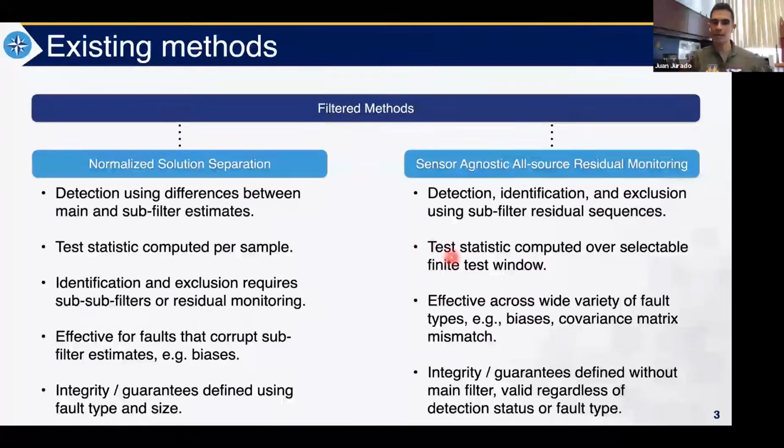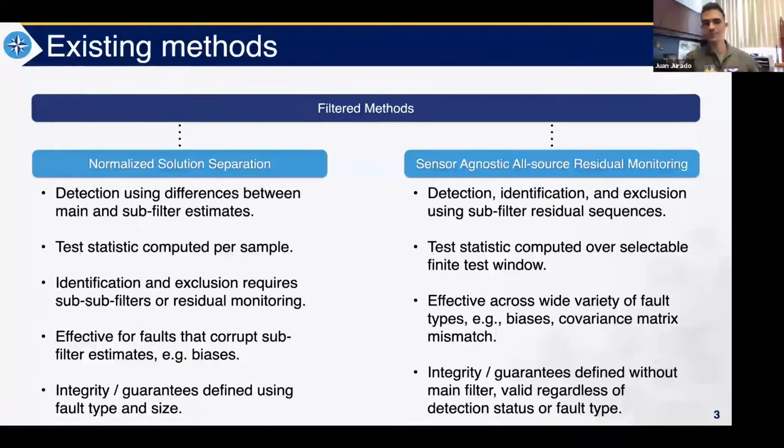And then we're also including the idea of integrity, not in the normal capital I integrity sense, but let's call it lowercase i. We'll talk about what that means in just a second. But really, what does that mean for the user if we don't have a fault size or a fault type defined? How can we then still provide any type of guarantee? We'll get into that.